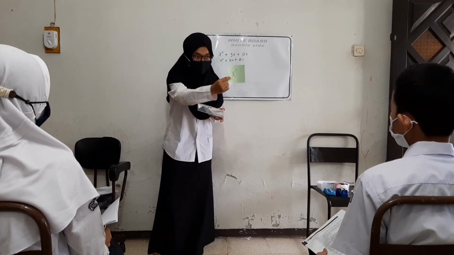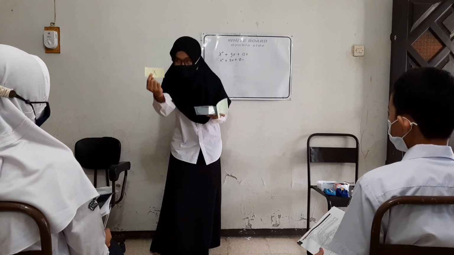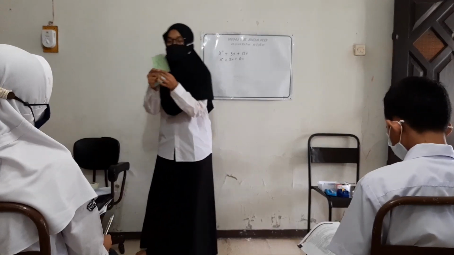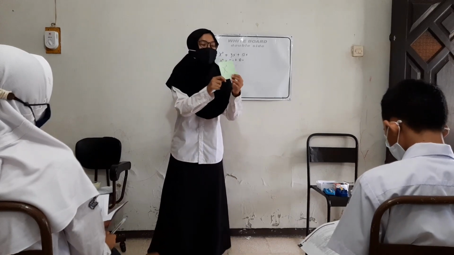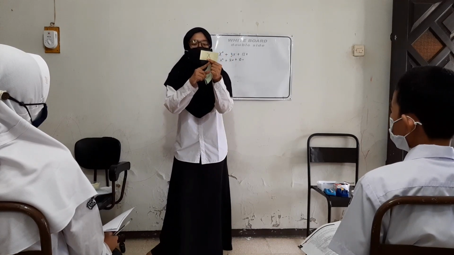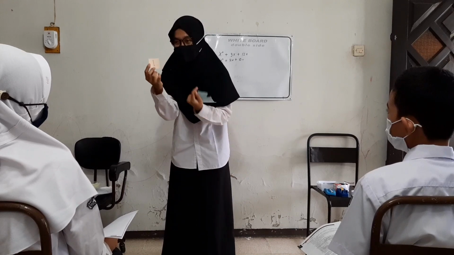Now, there are 3 kinds of rectangle. The first is the biggest one. The second is the medium, and the last is the smallest. For the biggest one, the size is x and x, so the area of this rectangle is x squared. The second, the size is x and 1, so the area of this rectangle is x. And the smallest is 1 and 1, so the area of this rectangle is 1.